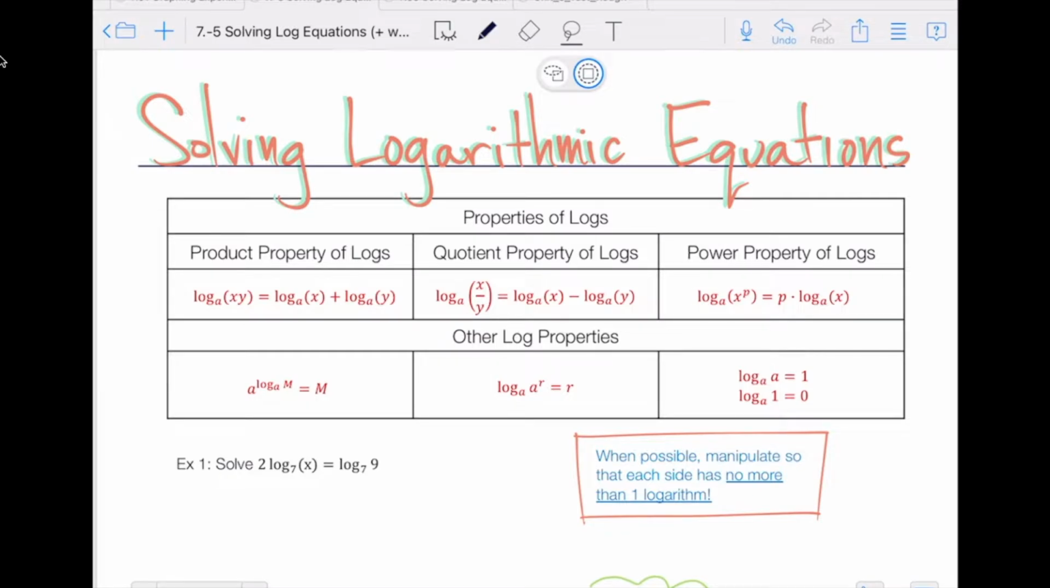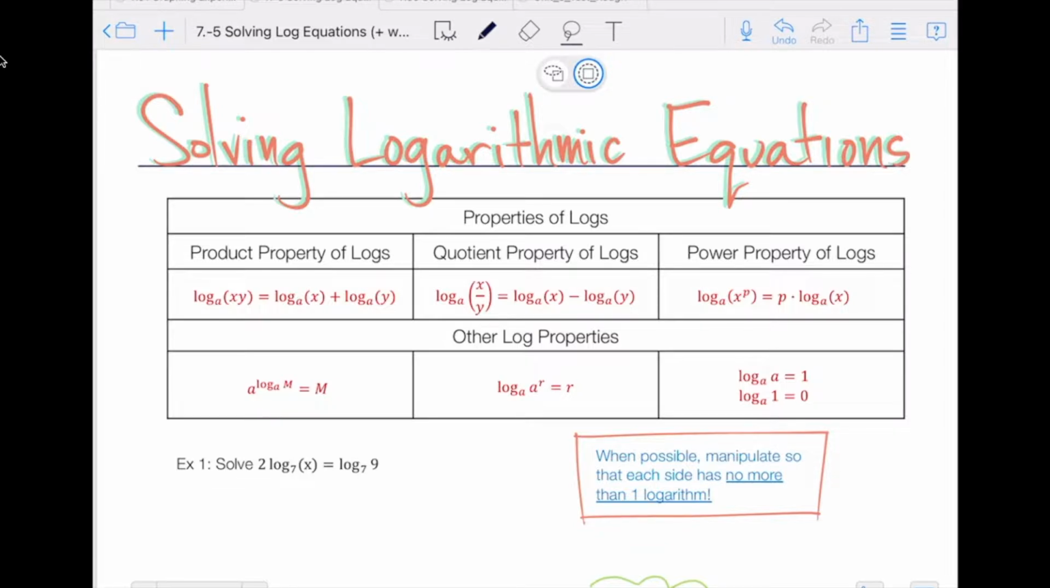Today we're going to solve logarithmic equations. So far this unit we have manipulated logarithmic expressions and we've graphed logarithmic functions. So now we're in the equations section of the unit where we're going to solve for x. In other words, we're going to try to figure out what the value of variables are.